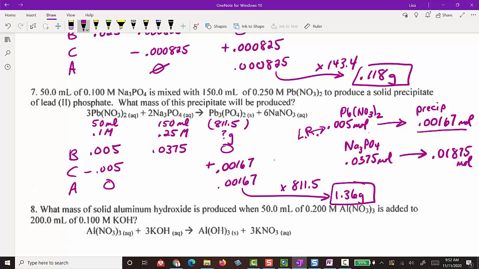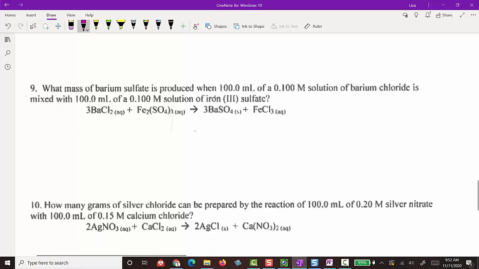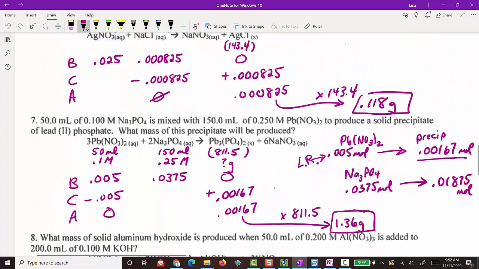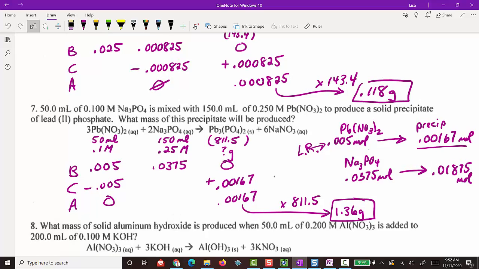The rest of the problems on this page are limiting reactant problems, so you can use those to practice. And again, the answer key is posted in Otis for you.